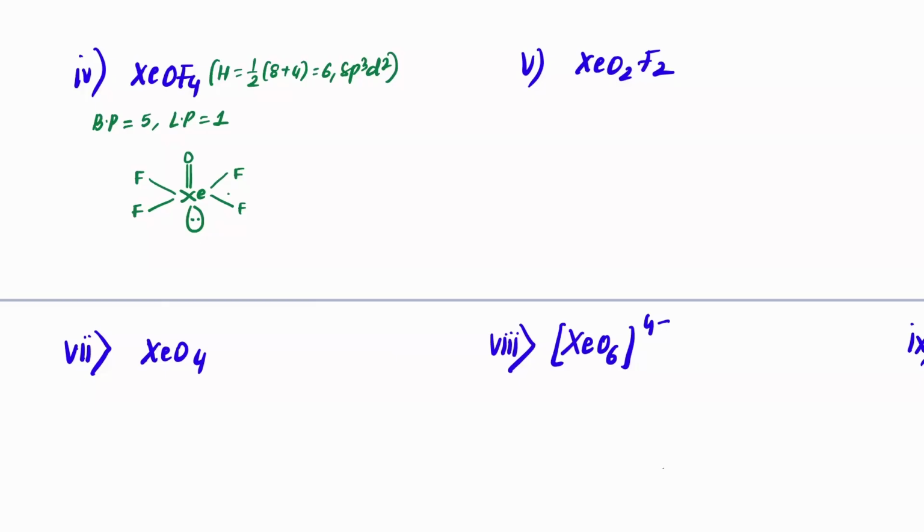So you will get this. Now shape wise, if you notice, it is as if there is an octahedron here like this. And on the octahedron, only one side of the face is being occupied. So on the other side, there is no atom. In that case, it looks like a square which is becoming a pyramid. So the shape is square pyramidal. Okay.